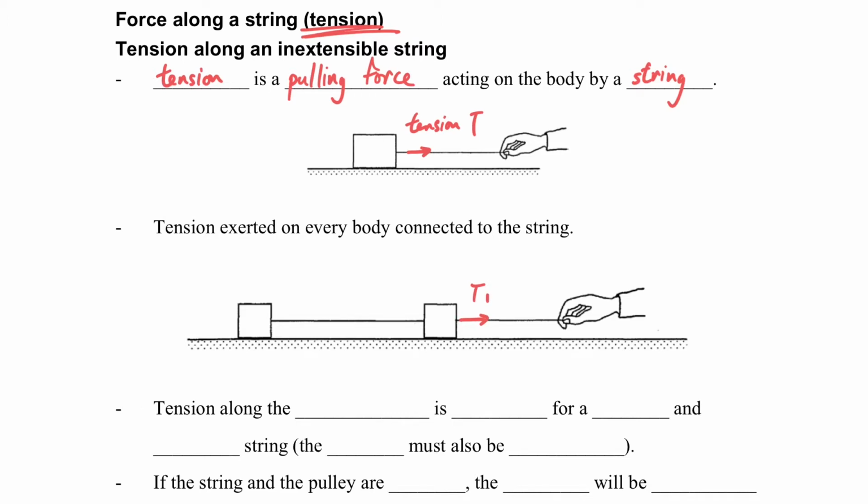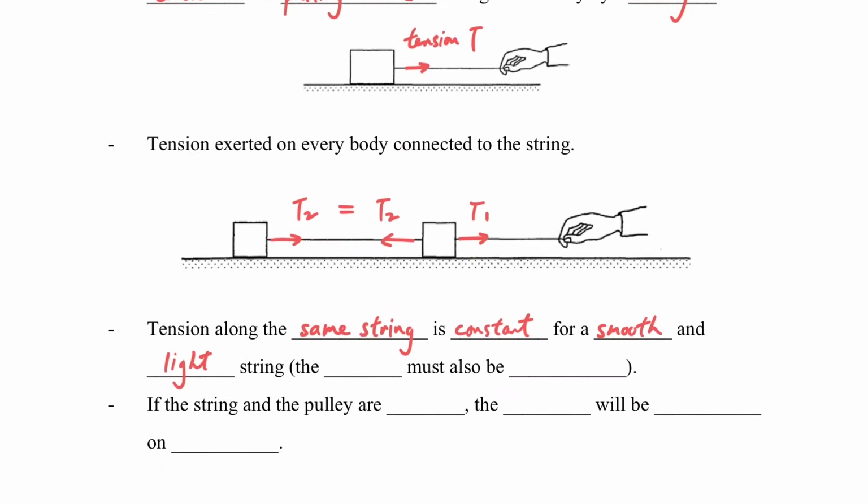So if there are two blocks connected, not just the T1, but also the string between the two blocks will also have the tension, like this. And tension along the same string is constant for a smooth and light string. Usually in the text examination, we will consider the string as smooth and light.